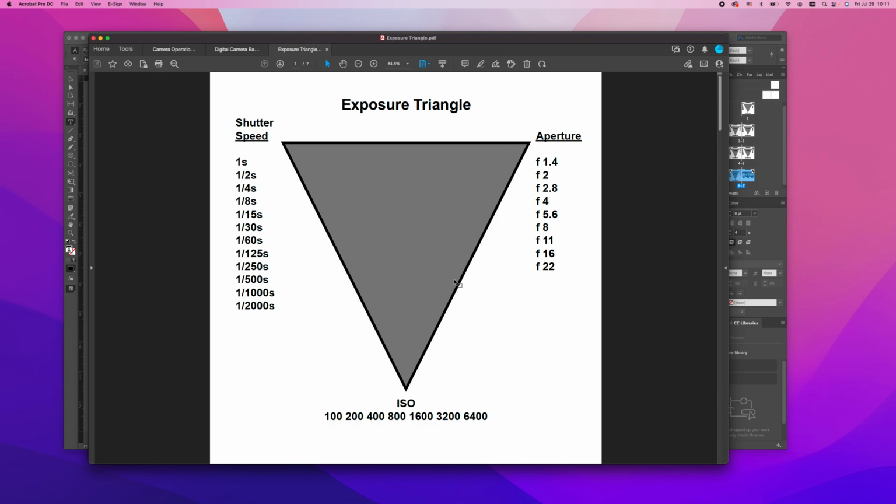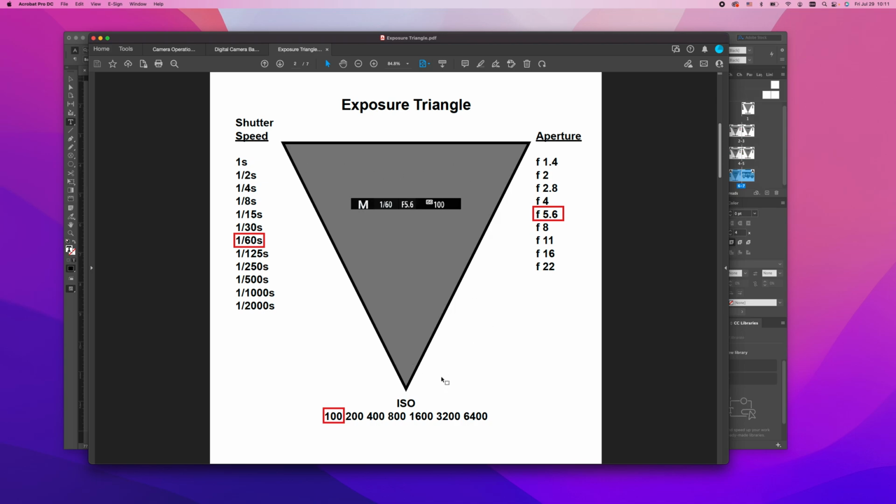But the reason I have it in this triangle here is because these all work together, right? And if you think about a triangle, the triangle's angles at these corners always stay the same, but depending on how much you open up one side of that triangle, you're going to have to compensate by moving the other sides of the triangle, okay? But the angles are always going to equal the same.